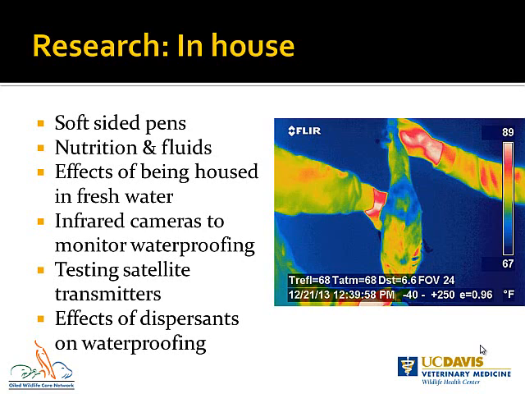Also, this is a picture taken with an infrared camera to look at the waterproofing of seabirds. So these red areas, this is a common murre. These red areas are the hot areas, and the blue are the cold areas. So you can see around the neck, it's relatively cold, and further down, it might not be completely waterproof. So that's one of the studies that we have ongoing. Testing satellite transmitters for the post-release studies that I was talking about. And most recently, we've been looking at the effects of dispersants on waterproofing.